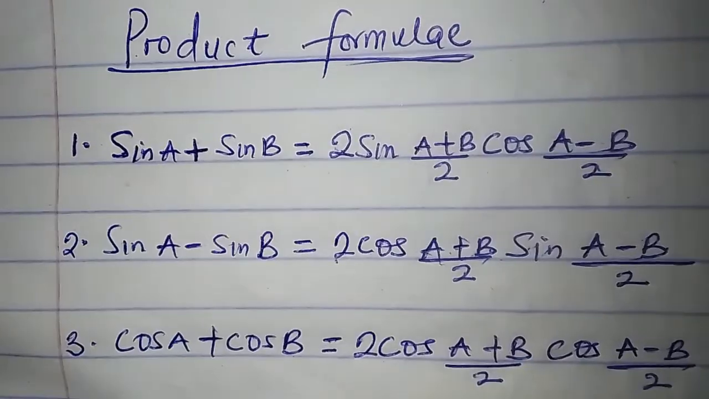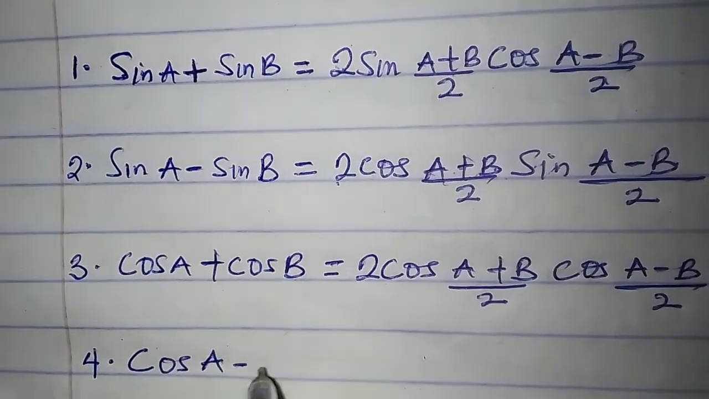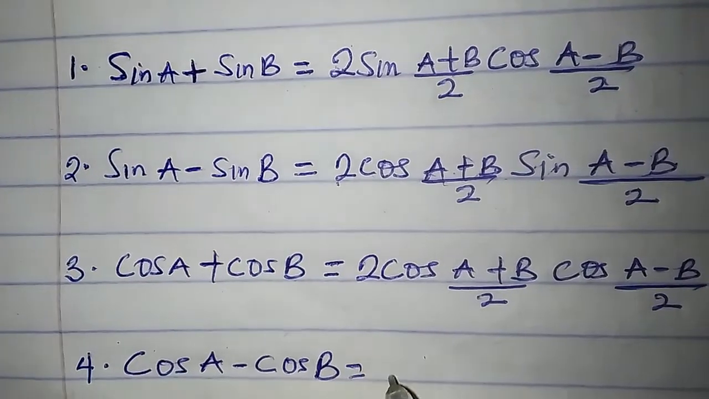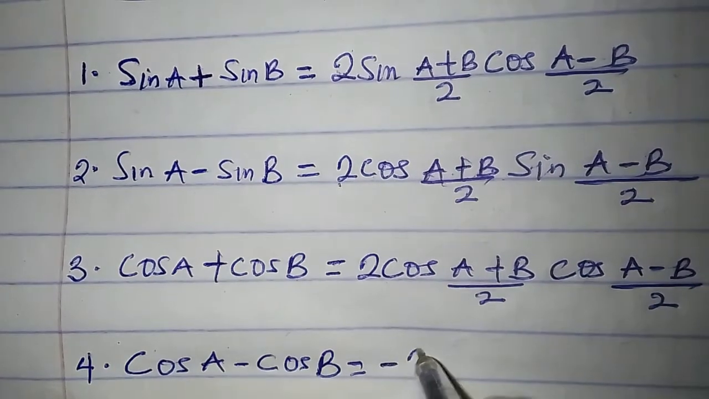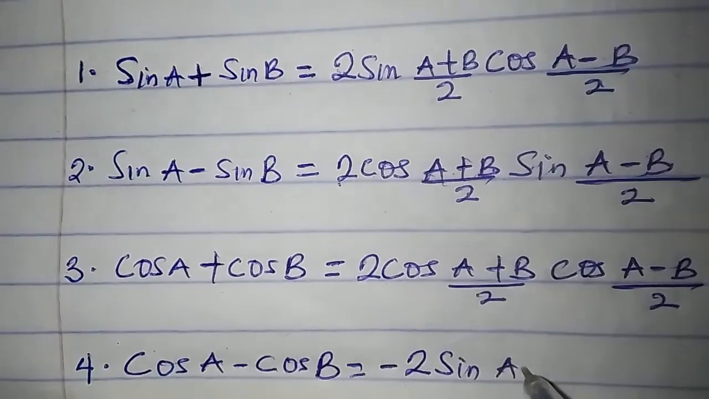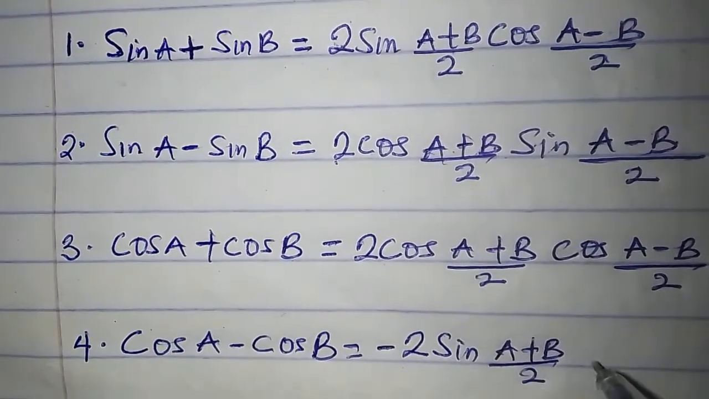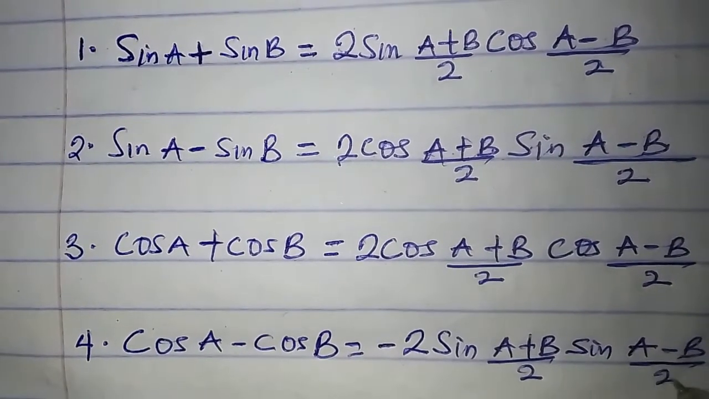Lastly, what is cos A minus cos B? It says minus, this time around there's a minus 2 sin (A plus B) all over 2 sin (A minus B) all over 2.